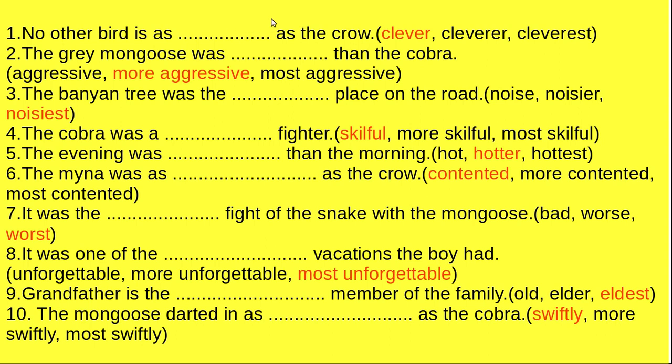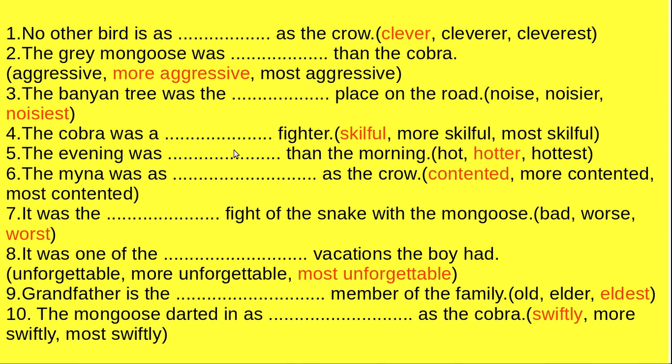And the grey mongoose was dash than the cobra. Here than is there, so we have to put a comparative degree, that is more aggressive. We have discussed why this comes like this in that video. You have to watch it if you haven't done it. Okay, then the banyan tree was the dash place. The is there, so you can think of the meaning, but this is the simple trick, right? Noisiest, the superlative, comes here.